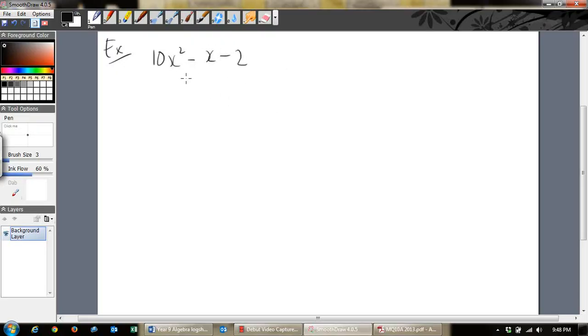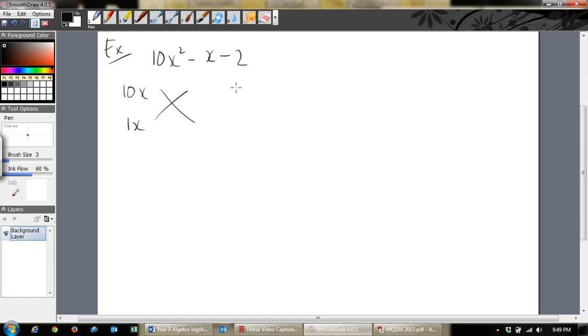Firstly, look for a common factor. Is there a common factor? No, we can't take 10 out of everything. It doesn't work. We need to use cross multiplication. Okay, right, let's look at the factors of 10. What are the factors of 10? I'll just do it here, it doesn't matter. 10, let's do 10 and 1. So we're going to do 10 and 1, so it's going to be 10x and 1x like that.